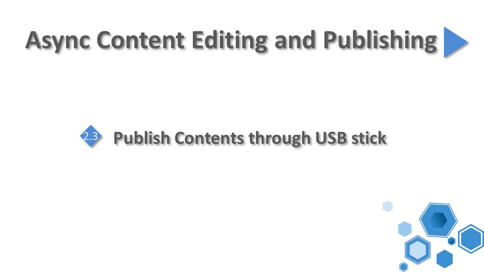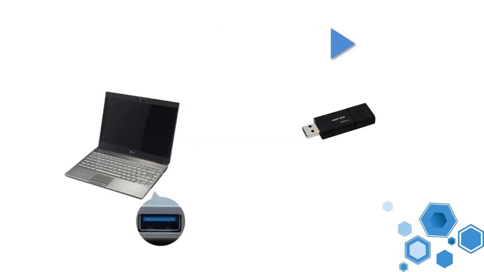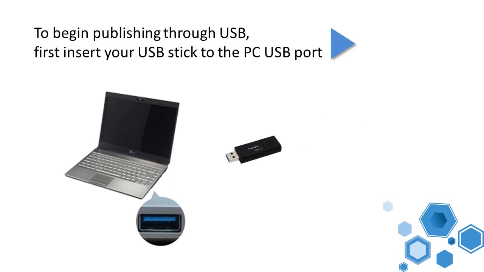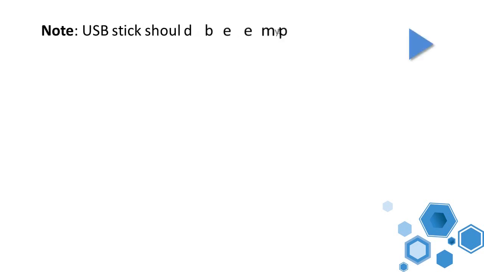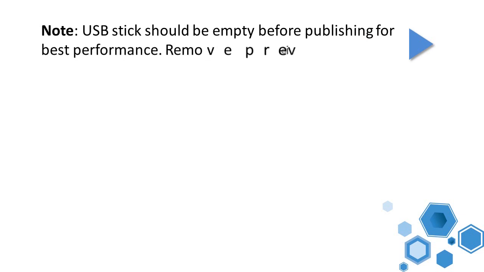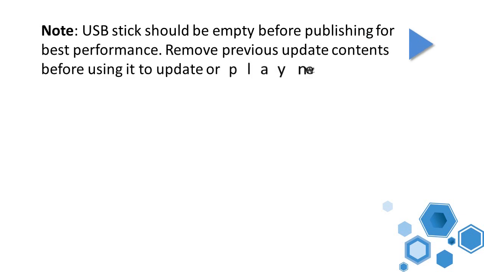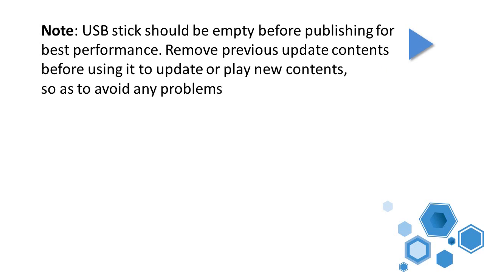The third section is publishing content through USB stick. To begin publishing through USB, first insert your USB stick into the PC USB port. Please note that the USB stick should be empty before publishing for best performance. Remove previously updated contents before using it to update or play new contents, so as to avoid any problems.